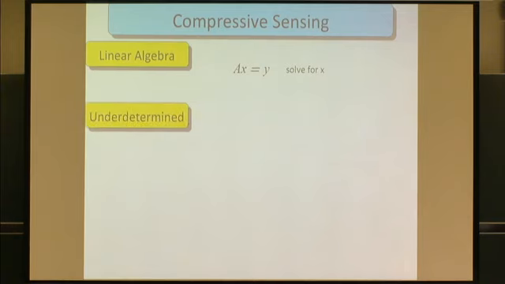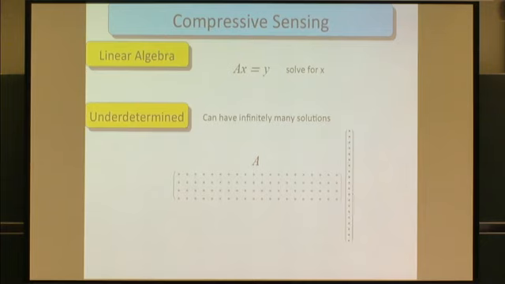Well, if we are in the case where this system of equations is underdetermined, we can have infinitely many solutions. I.e., if our matrix looks like this, a short, fat matrix, then a priori, or in general, we can have infinitely many solutions, because our vector x is going to look like this. That's what we're trying to solve for. But the information that we have, y, is a lot less.